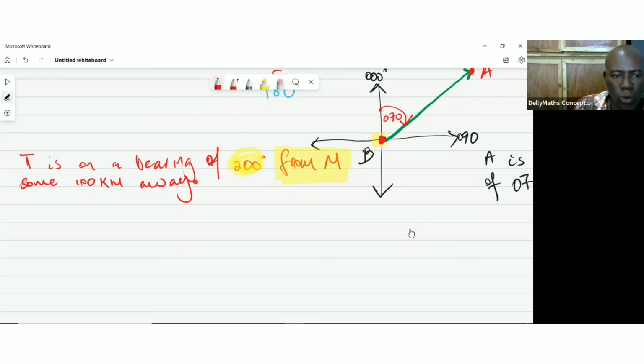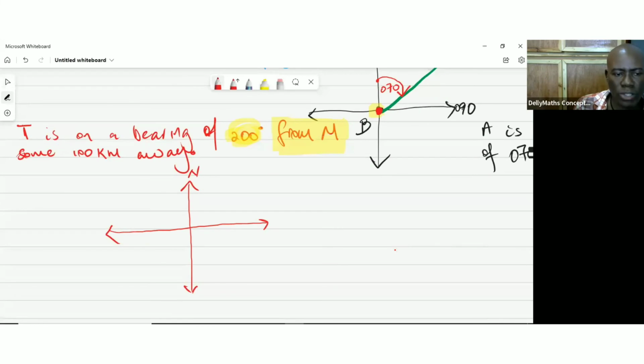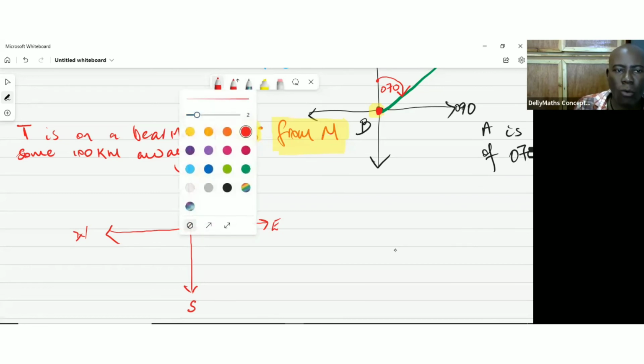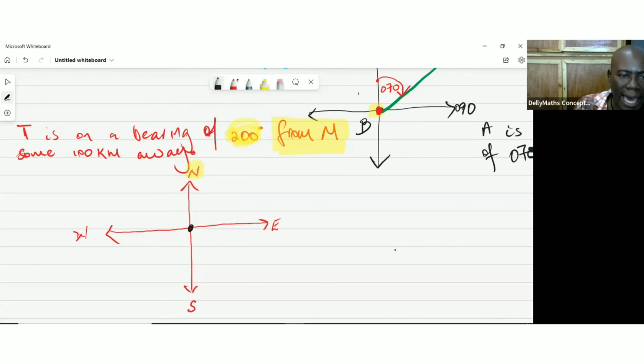From M, which means that when I drop my, I call this my cross to navigate, my north line. The north line is very important. In addition to the north line, we could put on stuff like south, east, and west if you don't remember, but the north is of great importance in navigation. Now remember that T is on a bearing of 200 degrees from M. It simply means that we want to classify this point as M. That's the point M. Please do not try to mark the bearing from the point M because all bearings are from the north, which means that I need to understand where is 200 degrees first.